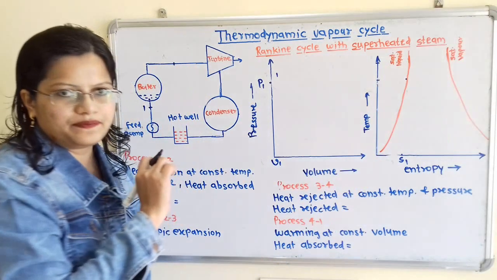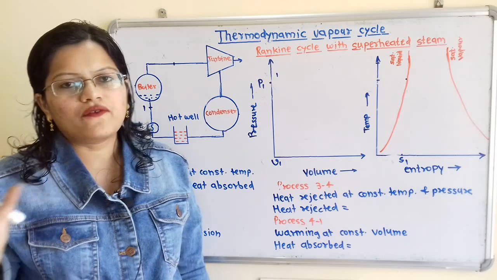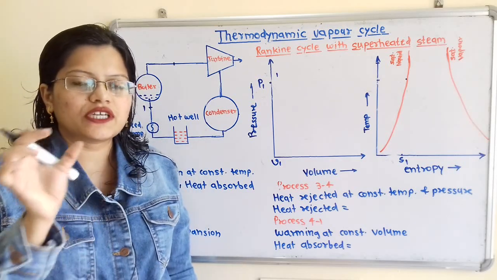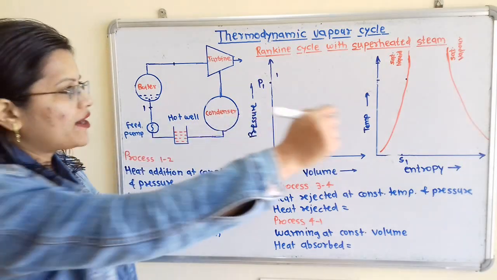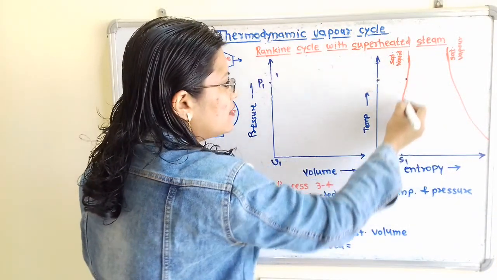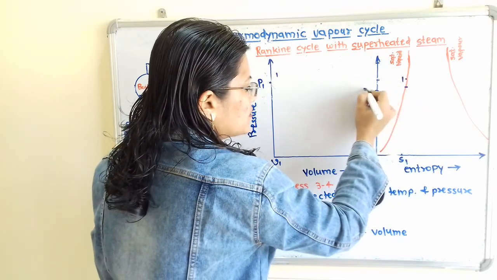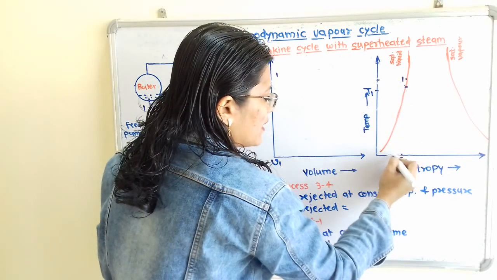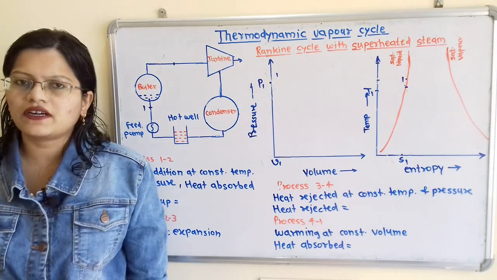and if we observe this temperature entropy diagram, here is the saturated liquid line. Now, what is the phase of the working substance? That is saturated water. That means it is in liquid phase. So we have to show point 1 on this saturated liquid line. So I will show here point 1. Corresponding temperature will be T1 and entropy S1.